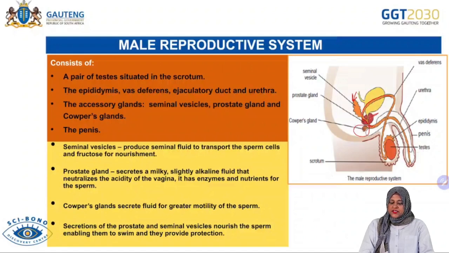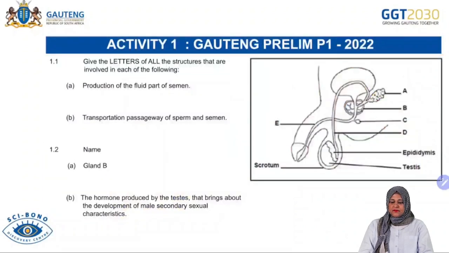Cowper's gland secretes fluid for motility of the sperm, and the secretions of the prostate and seminal vesicles nourish the sperm, enabling them to swim, and they also provide protection for the sperm. Remember, it's the tiniest cell and it needs nourishment and protection. It's very sensitive. We're going to look at an activity.